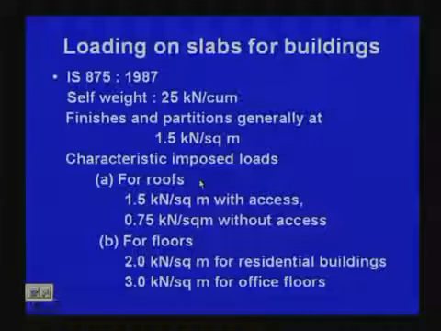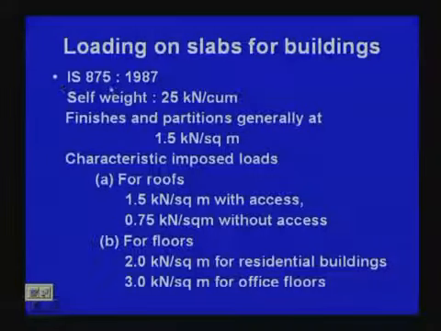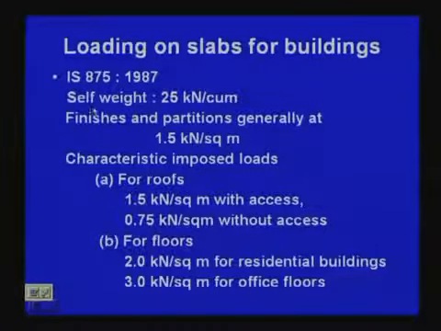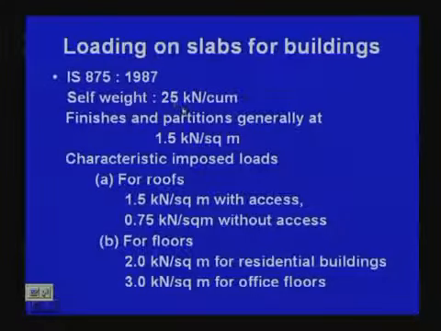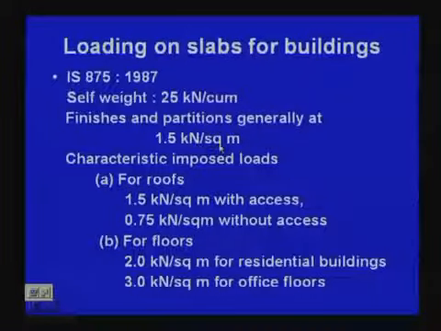The other portion we should remember is loading on slabs for buildings, and what IS 875 1987 says. Obviously, we have to take self weight for reinforced concrete. Already we have used this, 25 kilonewton per cubic meter. For finishes and partitions, we generally use 1.5 kilonewton per square meter. Please note it is cubic meter for self weight, and here we are using 1.5 kilonewton per square meter.